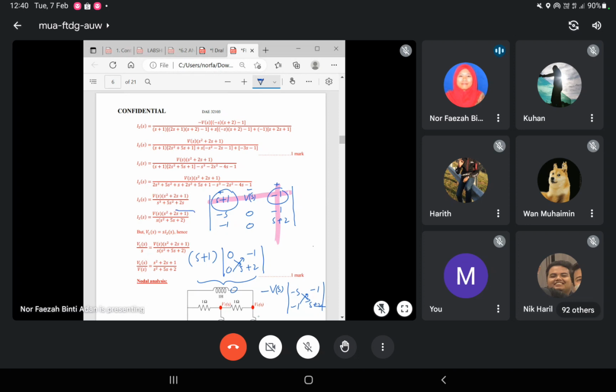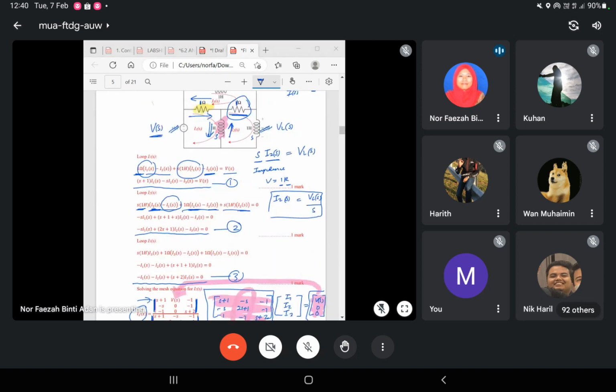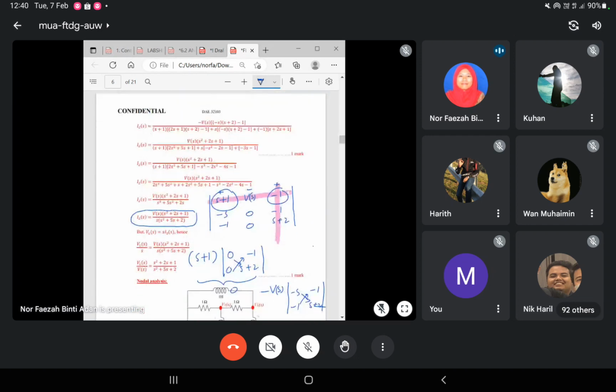So, bila you dah sampai level yang dah simplified macam ni, we don't want I2S. Okay, kita nak relationship between VLS and VS. So, tadi saya dah bagi tahu relationship dia adalah ini: I2S equals to VLS over S. So, substitute equation 2 di sini. VL in bracket S over S sama dengan apa equation yang dah simplified tadi. And then kita just rearrange and you will get the final answer.